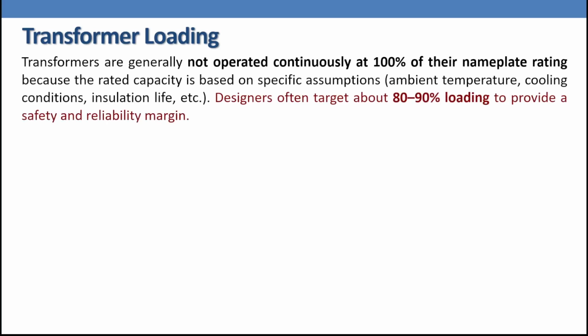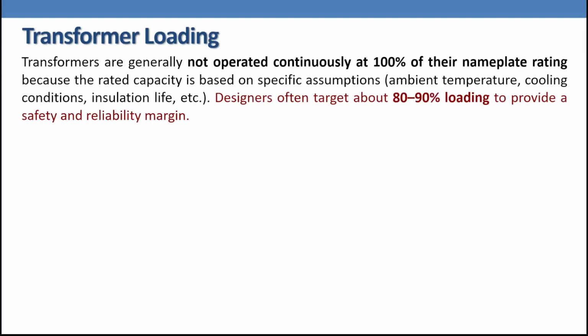We noticed in the previous slides that we calculated the transformer efficiency at full load. However, this does not mean that a transformer should operate only at full load conditions. The full load calculations simply provide a useful reference point for evaluating transformer performance. In practice, transformers are typically designed to operate at 80 to 90% of the rated capacity to provide a safety margin and ensure reliable operation under varying conditions.